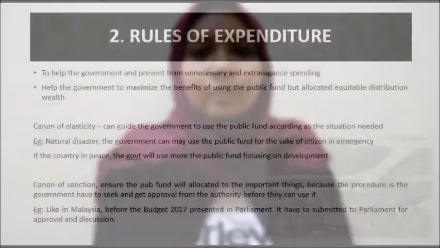Besides that, the canon of sanction is to ensure the public fund is allocated to important things, because the procedure is that the government has to seek and get approval from the authority before they can use it. Like in Malaysia, before Budget 2017 was presented, it had to be submitted to Parliament for approval and discussion. So this will control the public fund to be used for more relevant things.